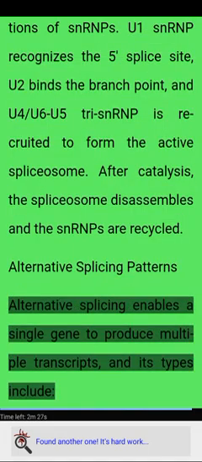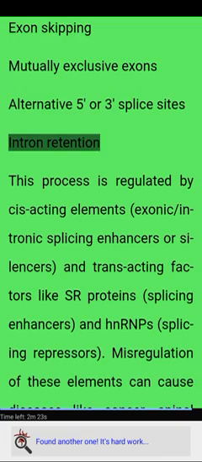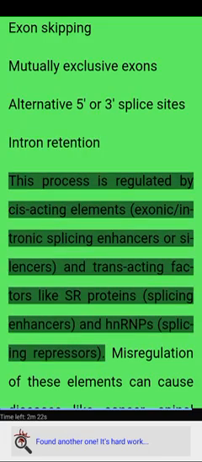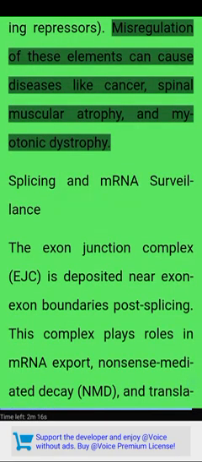Alternative splicing patterns. Alternative splicing enables a single gene to produce multiple transcripts, and its types include exon skipping, mutually exclusive exons, alternative 5' or 3' splice sites, and intron retention. This process is regulated by cis-acting elements, exonic and intronic splicing enhancers or silencers, and trans-acting factors like SR proteins, splicing enhancers, and hnRNPs, splicing repressors. Misregulation of these elements can cause diseases like cancer, spinal muscular atrophy, and myotonic dystrophy.